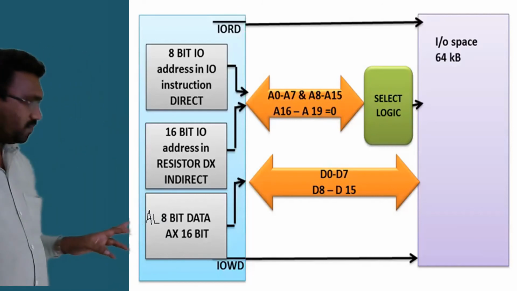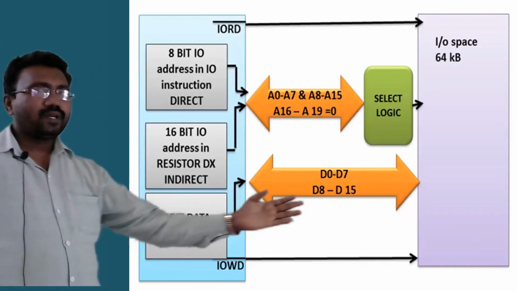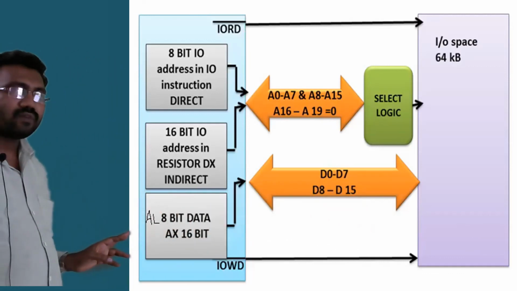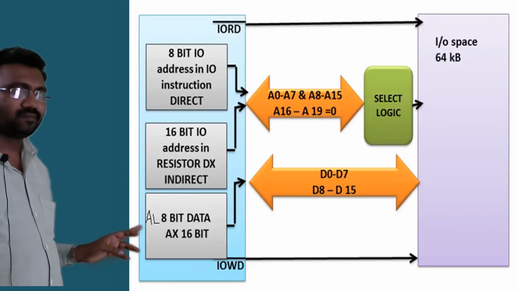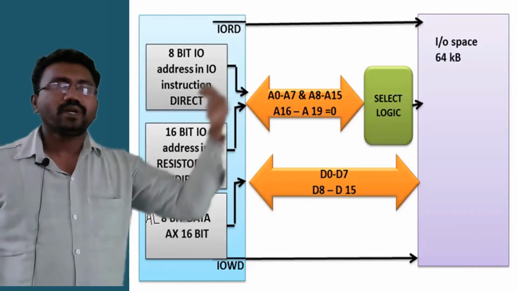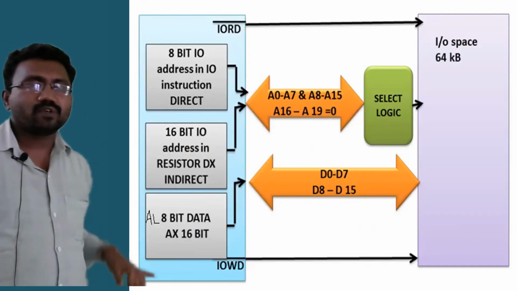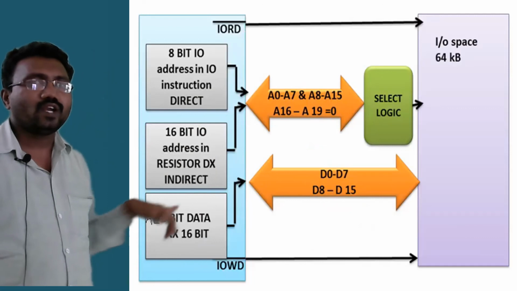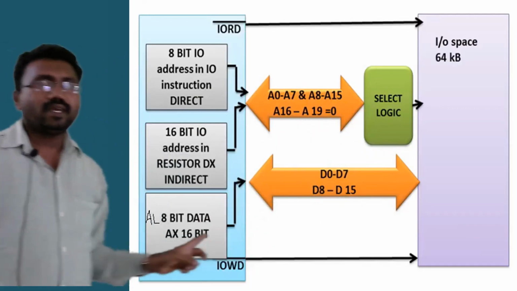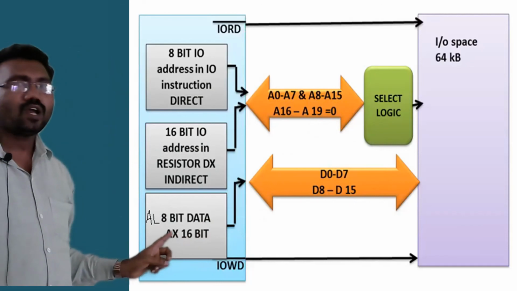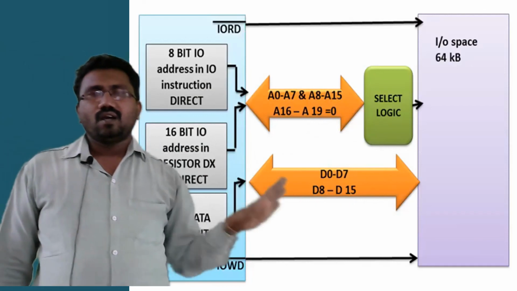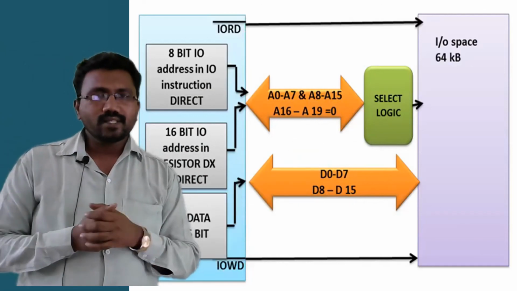If it is an input operation, for example, 8-bit data transferring from keyboard to processor, that 8-bit data is initially stored in the AL register. Suppose the processor wants to send a character to the printer. First, that 8-bit data is stored in AL, then AL goes to the printer through the data bus. Similarly, AX is used to store input data and output data. Is it clear?